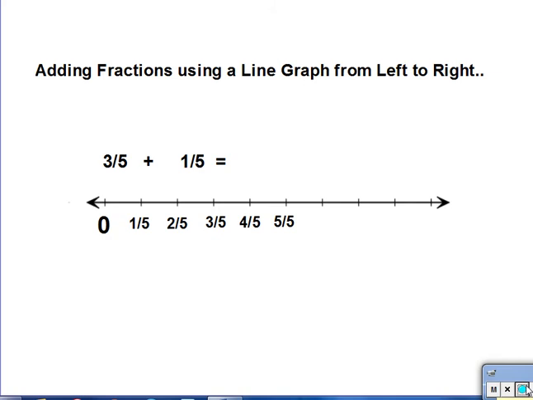Number lines are also useful tools to add and subtract fractions. To add fractions using the number line, we will start from the left of the number line, and work our way toward the right. First, let's identify our first addend. The first addend in this problem is 3/5. Let's plot that in our diagram now, starting from the 0. 1, 2, 3. 3/5.